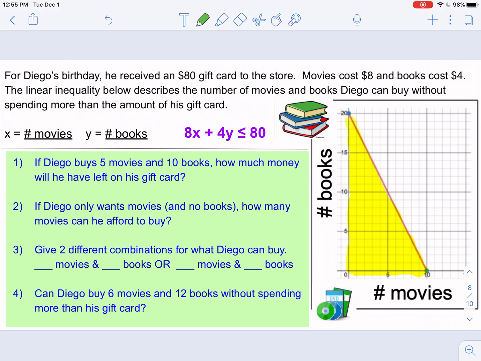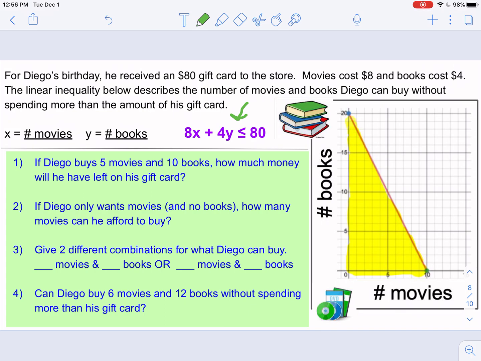For Diego's birthday, he received an $80 gift card to the store. Movies cost $8 and books cost $4. The linear inequality below describes the number of movies and books Diego can buy without spending more than the amount of his gift card. He wants to buy combinations of books and movies, but he doesn't want to spend more than his gift card. So if you notice, not more than, we're using this less than or equal to inequality symbol.